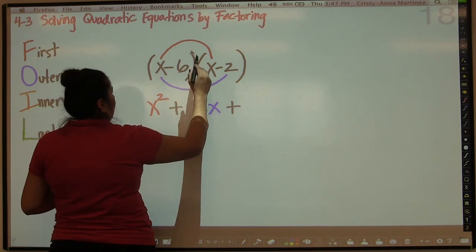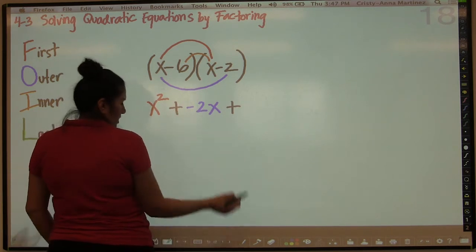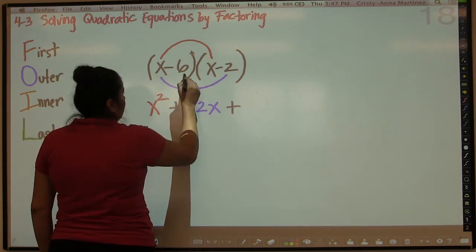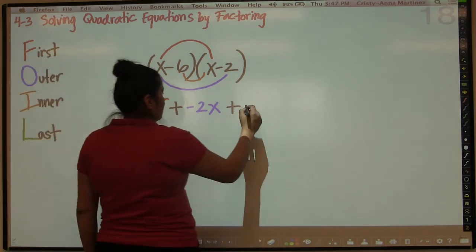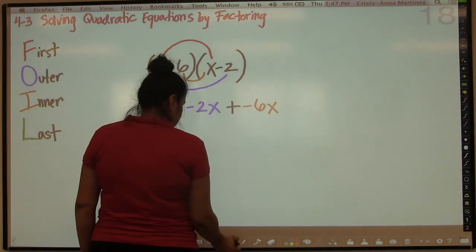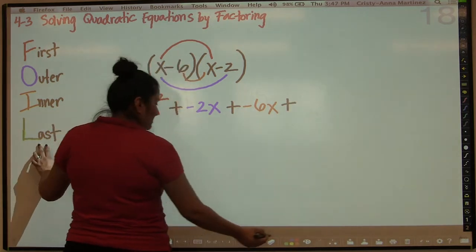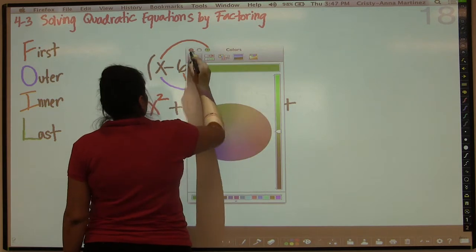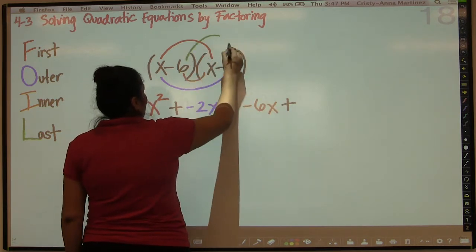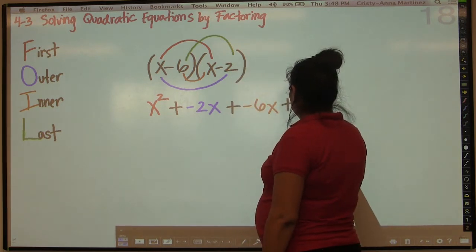So we get that, or you could even, let's do it this way. And so you get negative 6 times x, which is negative 6x. And then we have the last times last. L stands for last times last. So you want to take the last term times the last term. So negative 6 times negative 2, which is positive 12.